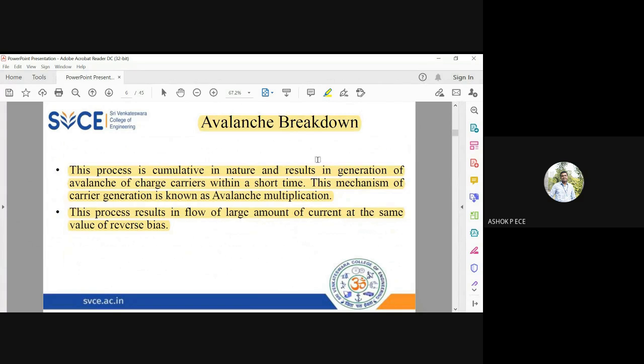It breaks down completely because an enormous amount of voltage is applied across the junction and heavy current flows through your device. So V is high, I is high, and power is also high. So the diode will completely break down.